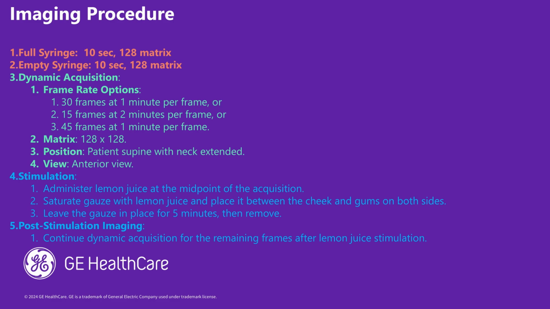The stimulation is given as lemon juice at the midpoint of the acquisition, which comes around 15 to 16 minutes. Saturated gauze with the lemon juice is placed between the cheek and the gums on both sides, and then leave the gauze for 5 minutes and then remove. Then post stimulation imaging: continue dynamic acquisition for the remaining frames after the lemon juice stimulation is given.